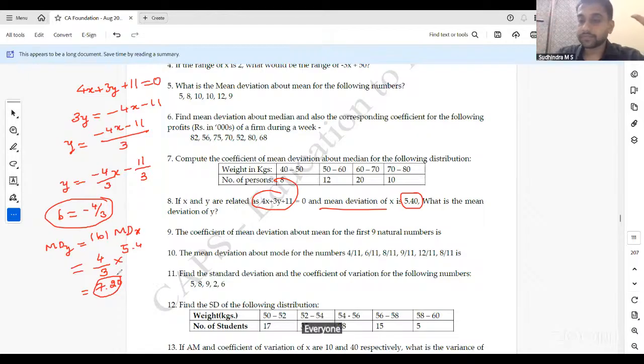Everyone clear? Yes, sir. Very good. Those who are done with this, you can solve question number 9. Those who are writing this, complete and then solve question number 9.